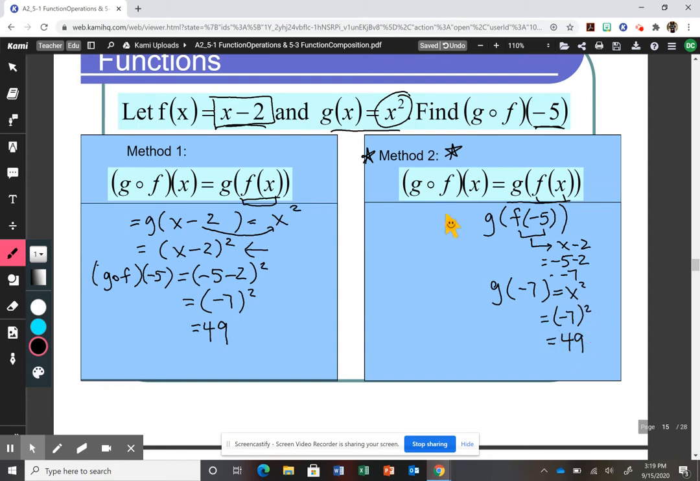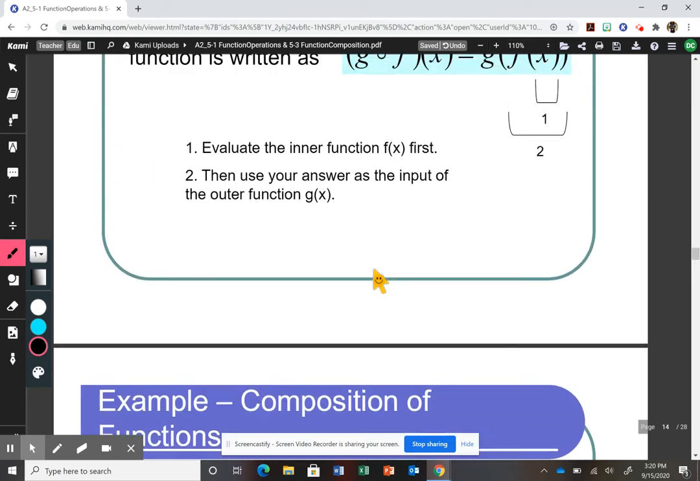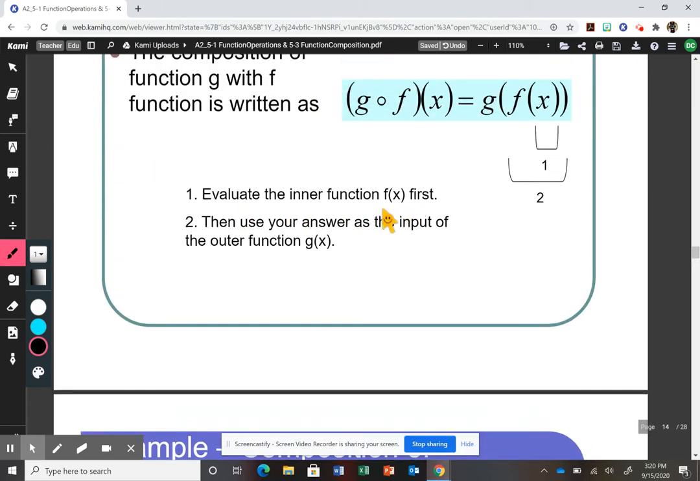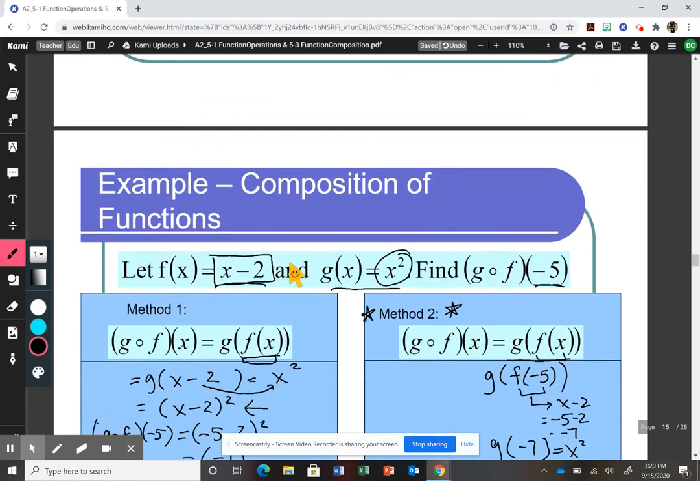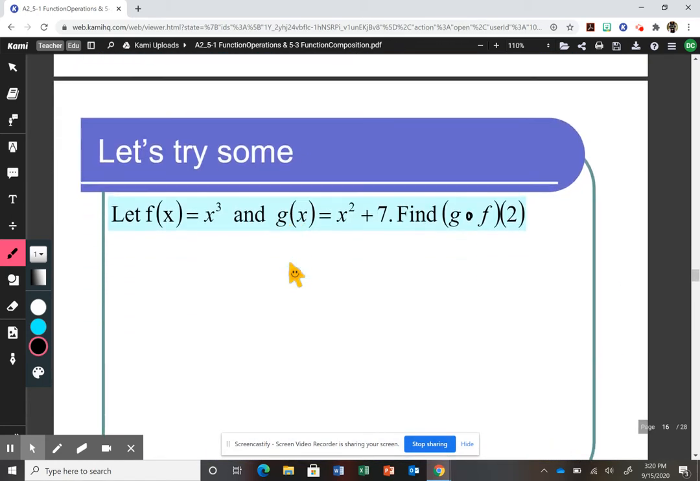Okay, notice that we get the same answer. So whether you just plug in the x and keep it in the x until the very last minute, or just plug it in. This is the method we're going to use the most, okay? Because it seems to be a little bit more straightforward. Find the inside and use the answer. So it's like this step: evaluate the inside function and use that answer as the input for the outer function. So work from the inside out.